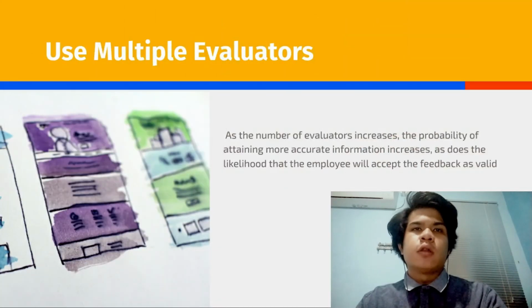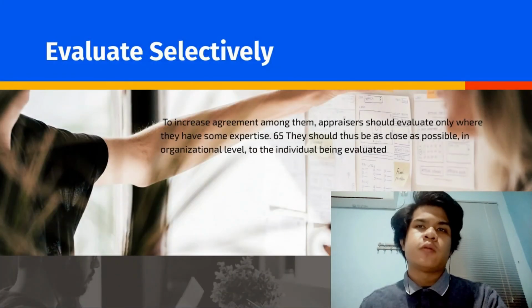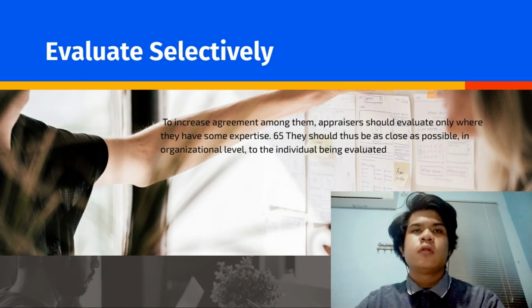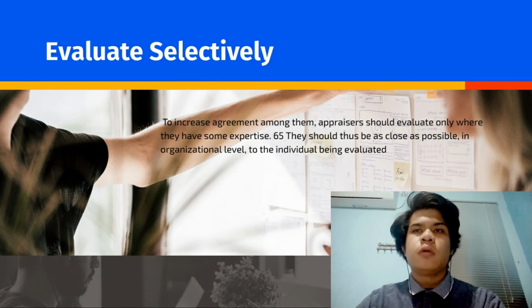Use multiple evaluators. As the number of evaluators increases, the probability of attaining more accurate information increases, as does the likelihood that the employee will accept the feedback as valid. Evaluate selectively. To increase agreement among them, appraisers should evaluate only where they have some expertise. They should thus be as close as possible in organizational level to the individual being evaluated.